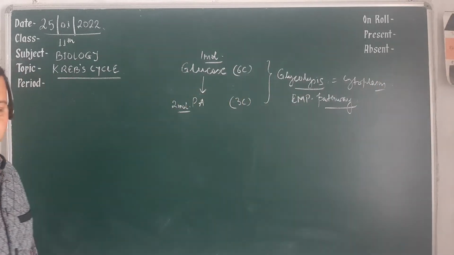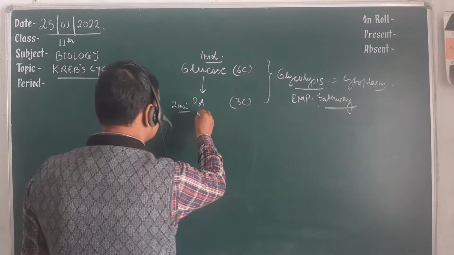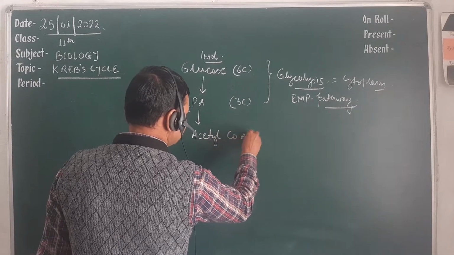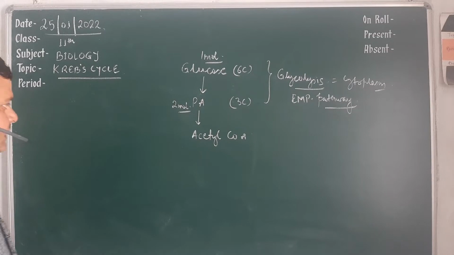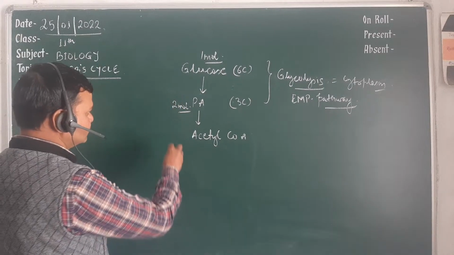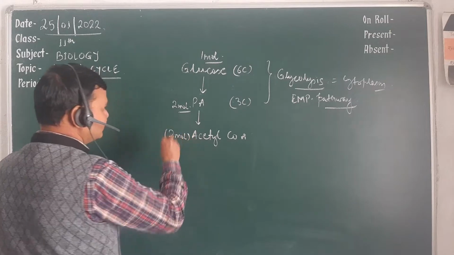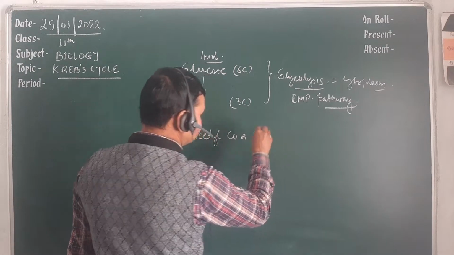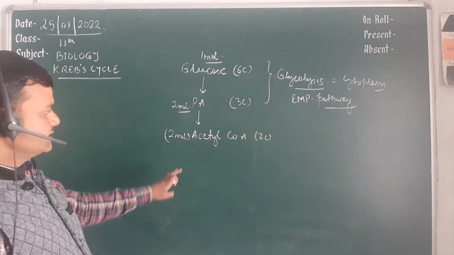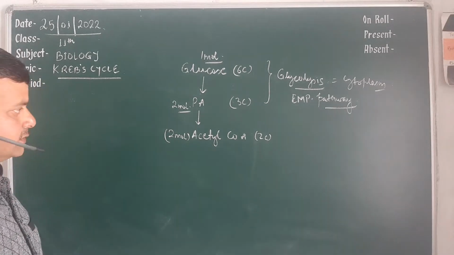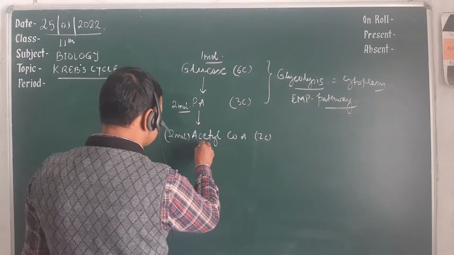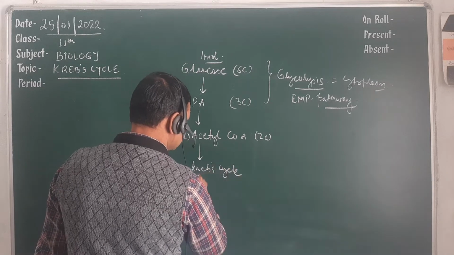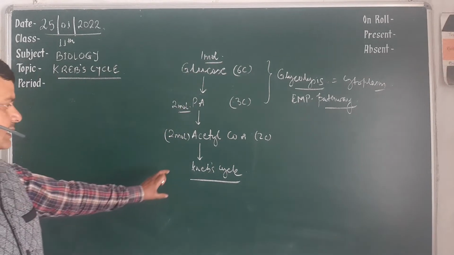Now, once the pyruvic acid is formed, it is then converted into acetyl coenzyme A. The acetyl coenzyme A formed from the pyruvic acid is again two molecules because there are two molecules of pyruvic acid. So, two molecules of acetyl coenzyme A will be formed, and it is a 2 carbon containing compound. Now, this acetyl coenzyme A will further get broken down to release energy through another process, which is called the Krebs cycle. And this is our topic for study today, that we are going to study about the Krebs cycle.